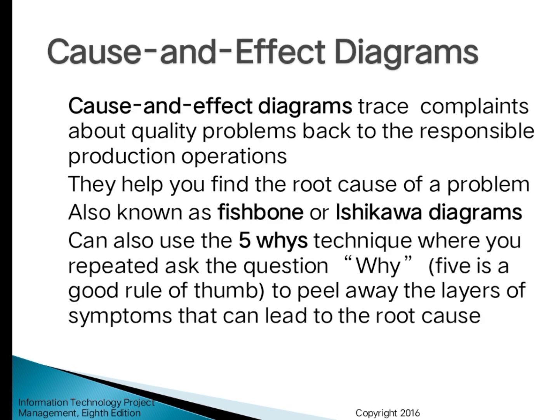So, cause and effect diagrams. What are cause and effect diagrams? They trace complaints about quality problems back to the responsible product operations. They help you find the root cause of the problem, and are also known as fishbone or Ishikawa diagrams. You can also use the five whys technique where you repeatedly ask the question why. Five is a good rule of thumb, to peel away the layers of symptoms that can lead to the root cause. The next slide will show us an example of a cause and effect diagram.